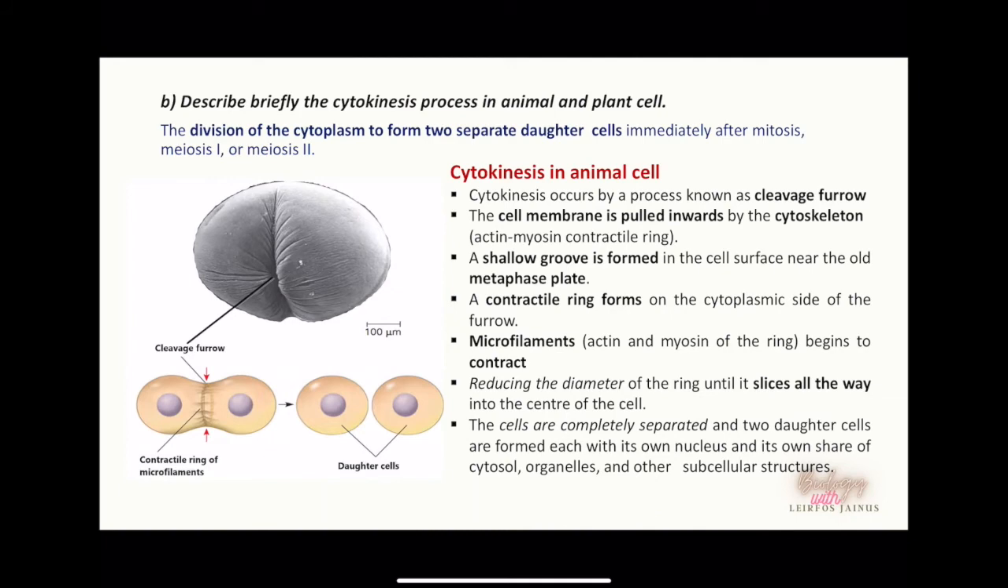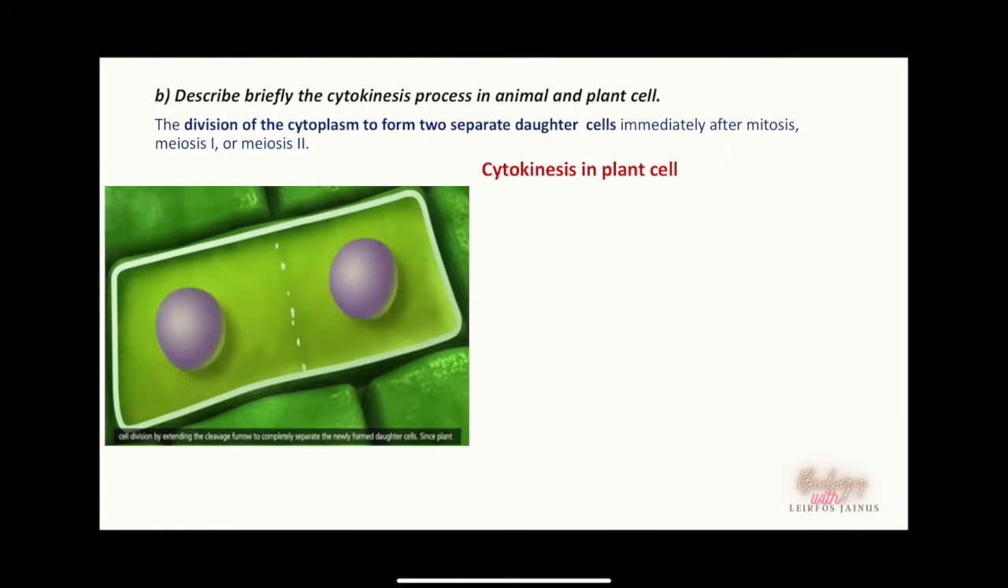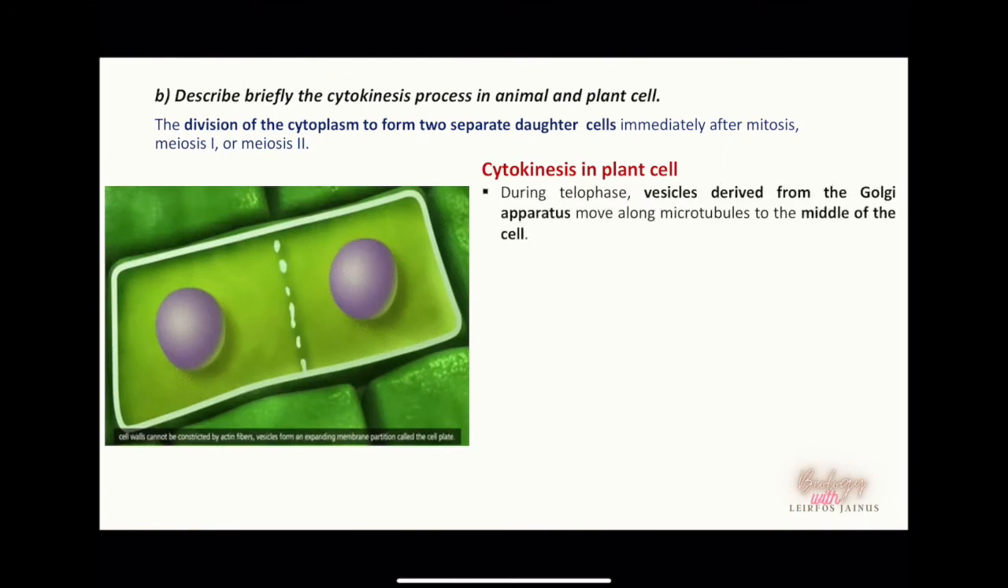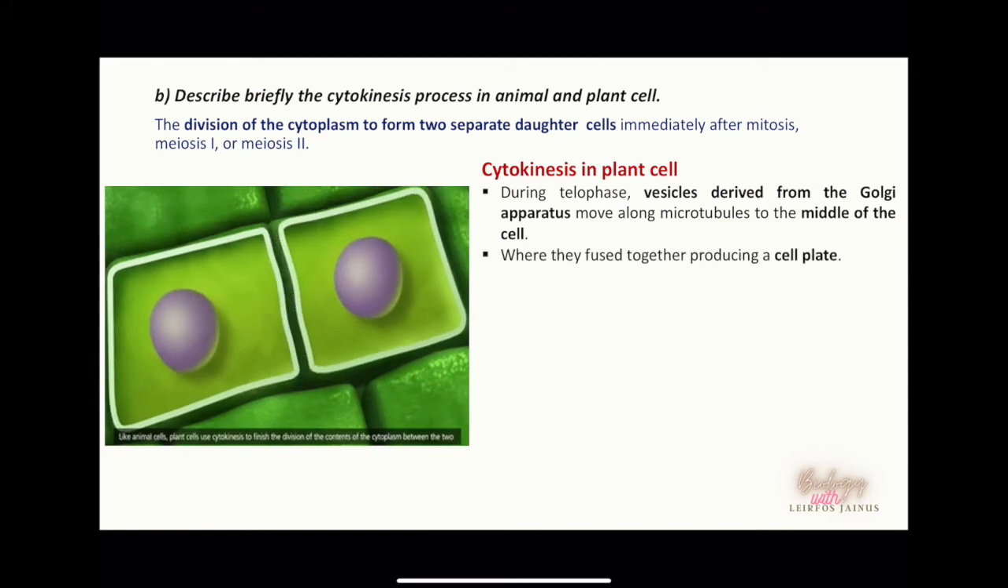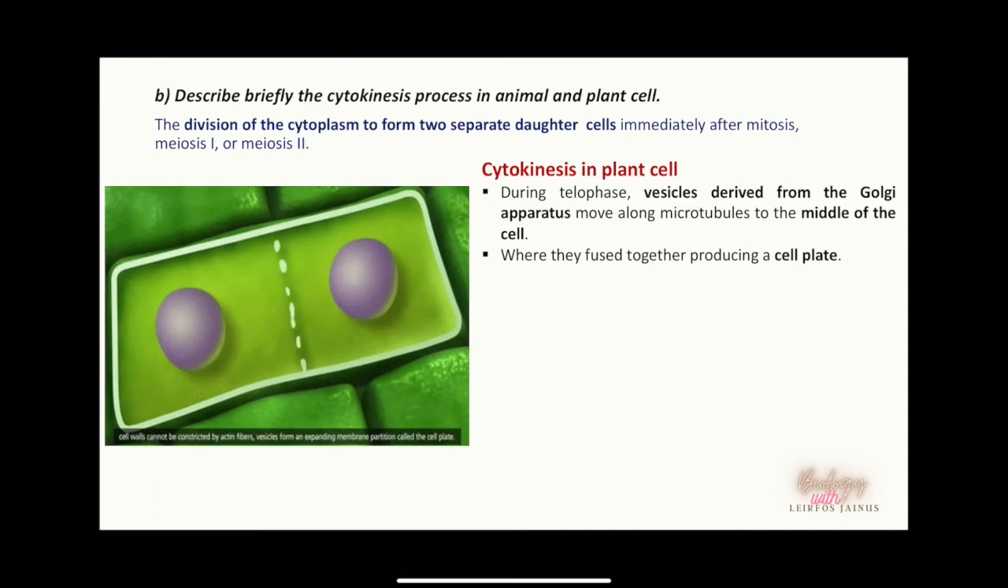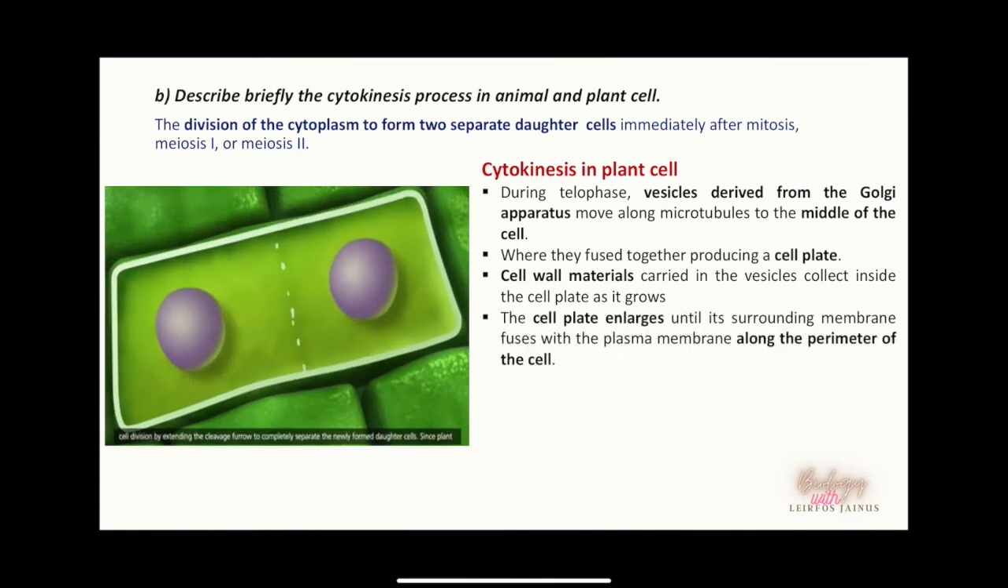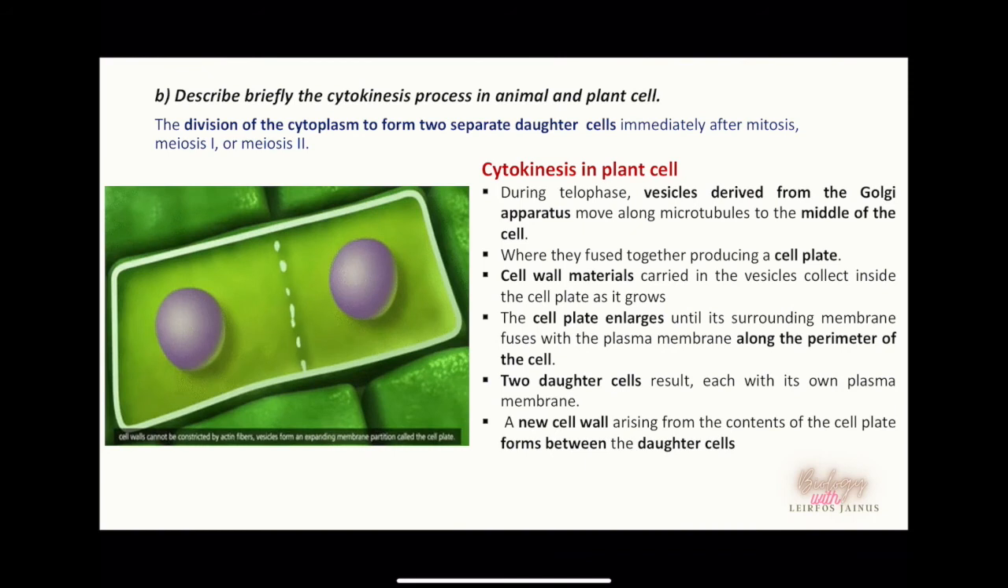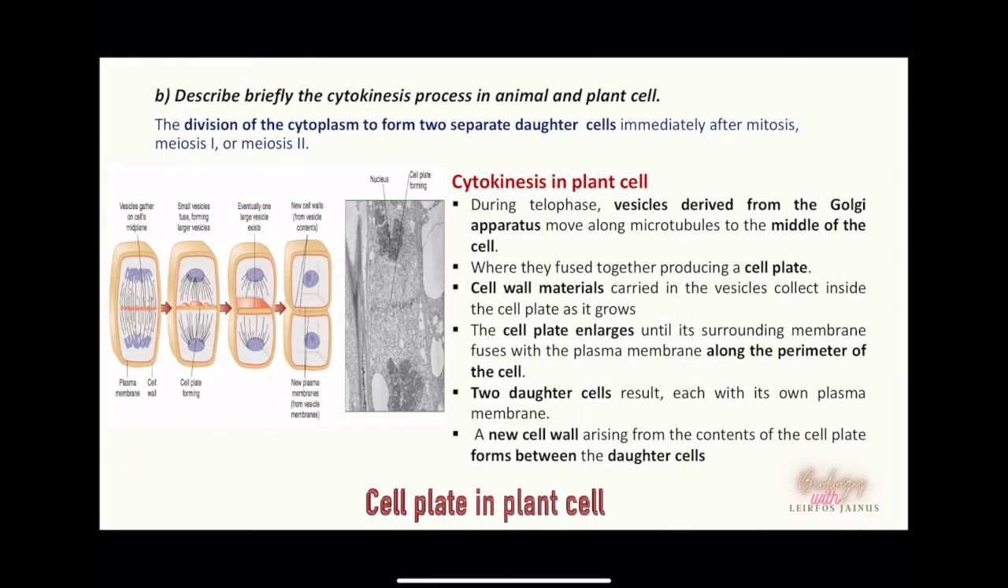Cytokinesis in plant cells occurs at the end of telophase. The vesicles derived from the Golgi apparatus move along the microtubules to the middle of the cell, where they fuse together, producing a cell plate. The cell wall materials carried in the vesicles collect inside the cell plate as it grows. The cell plate enlarges until its surrounding membrane fuses with the plasma membrane along the perimeter of the cell. Two daughter cells result, each with its own plasma membrane. A new cell wall arising from the contents of the cell plate forms between the daughter cells.